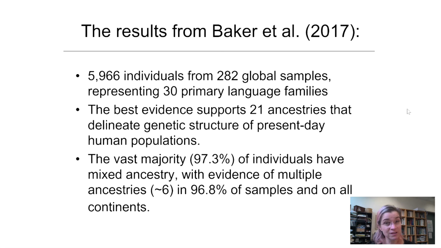The other thing they found, as you can easily see in the pattern of color in the admixture plots, is that the vast majority of individuals, and in fact it was 97.3%, have mixed ancestry. There's evidence of multiple ancestries, of at least 6 ancestries in 96.8% of the people that they looked at. 97% of the people in their study had 6 ancestry populations represented in their genomes.